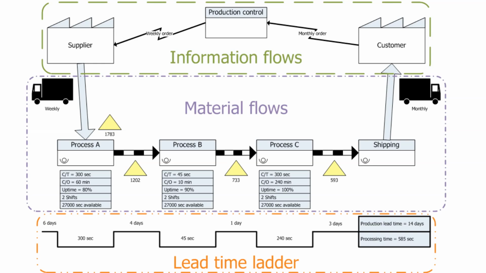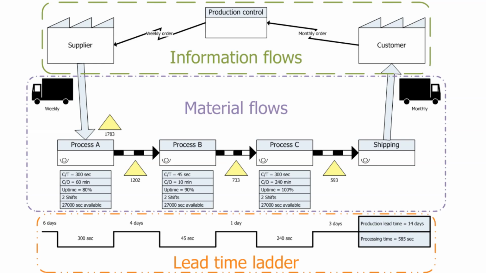As you can see, there are three key areas on the VSM: information flow, material flow, and the lead time ladder. A customer sends an order once a month to the production control system. Production control will be sending weekly orders to the suppliers for raw materials, which will be delivered to the process A once a week.